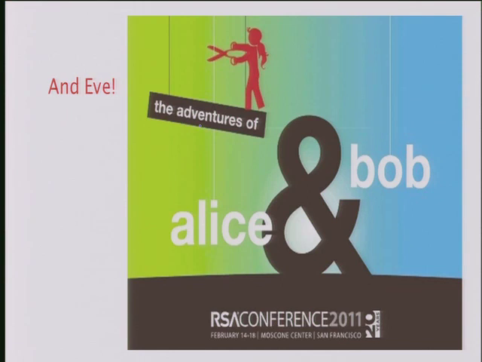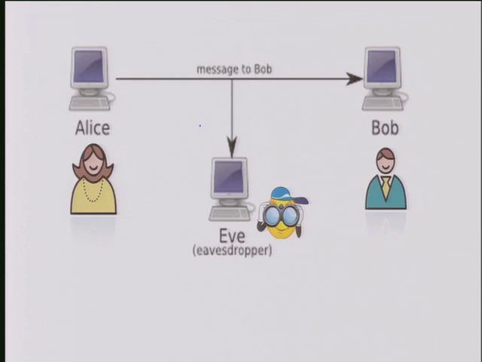Okay, so this is how the cryptography setup looks. You have Alice, who is trying to send a message to Bob. Meanwhile, Eve is trying to listen in on the line.